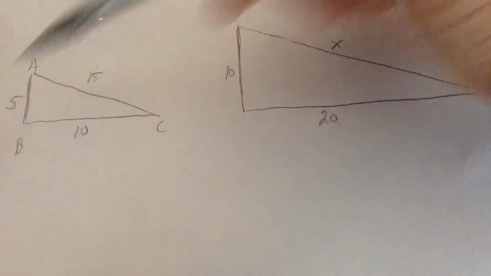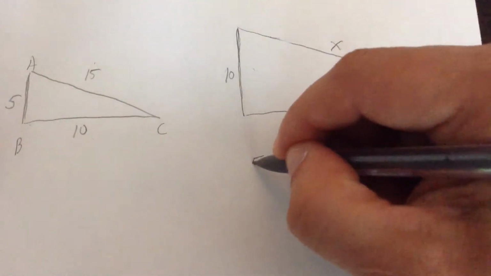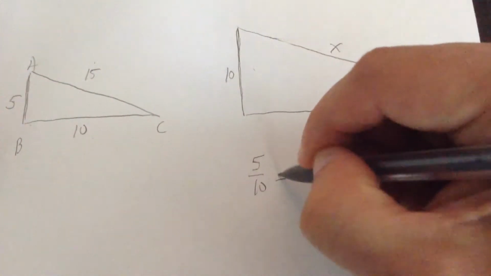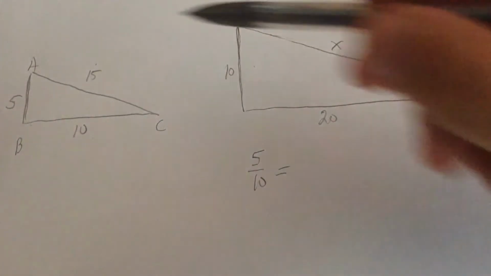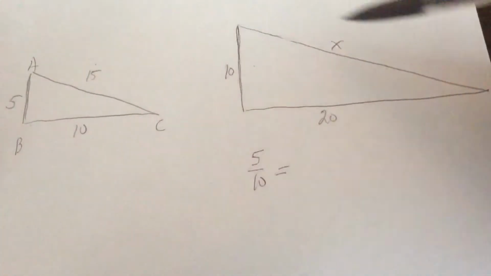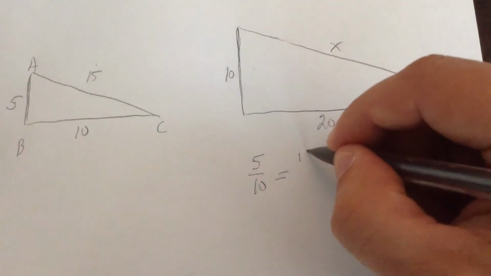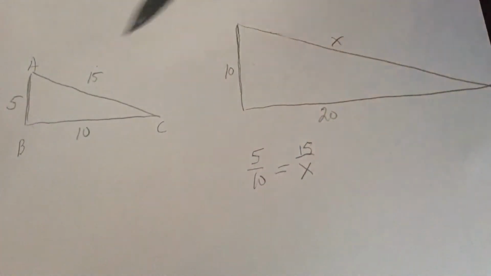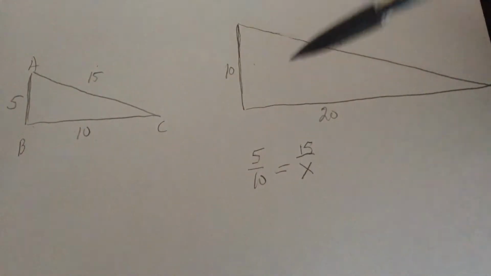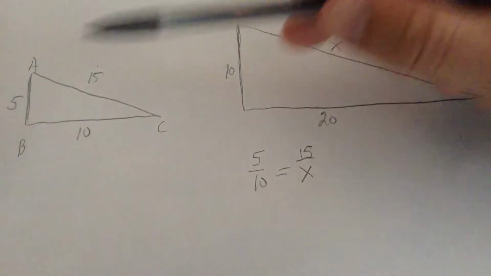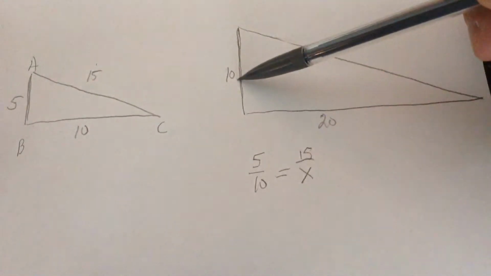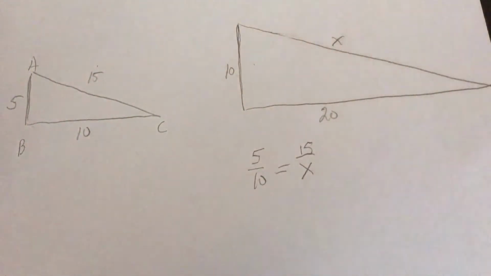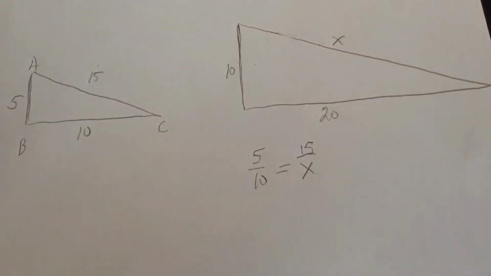So like here, 5 looks like 10, so 5 over 10 equals, and then I need to have x, so 15 looks like x. Okay, 15 over x. I could have done 10 over 20 equals 15 over x too. It's just wherever you start, you have to go back to. So I started at 5, I matched it with 10, I had to go back to 15 and match it with x. Okay, then I cross multiply.